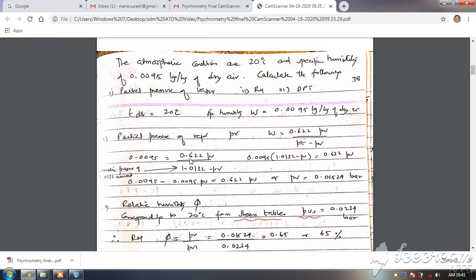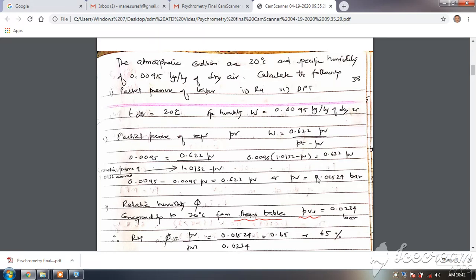So 0.0095 is equal to 0.622 into PV, divided by barometric pressure 1.0132 minus PV. Only PV is not known here. So putting in the value of atmospheric pressure here, by calculating this we will get PV is equal to 0.01524 bar. Okay, so the pressure we have got is in bar. We have used bar directly here, so we have got bar only.